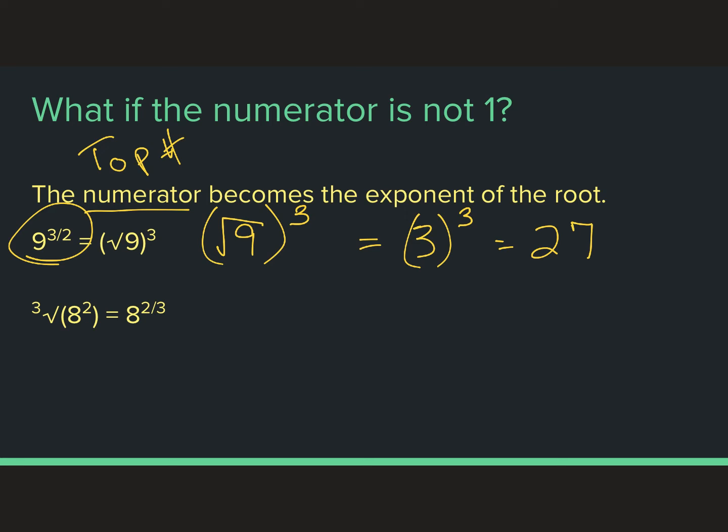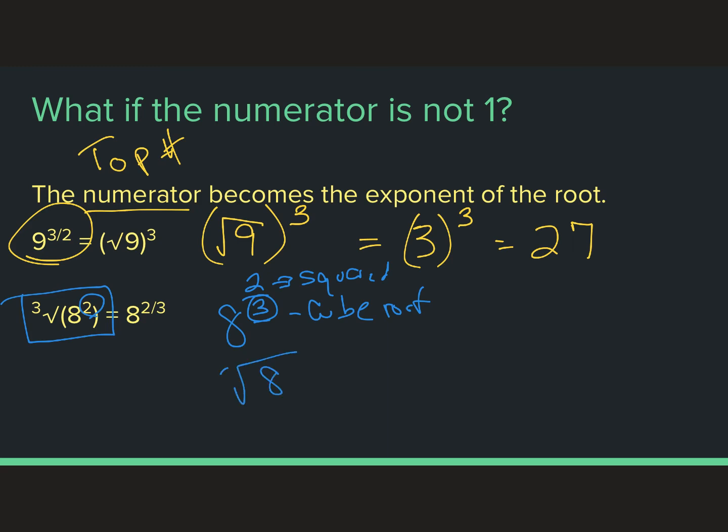Well, what about if we have here the cube root of 8 squared, which is the same thing as 8 to the 2 over 3. This tells us that it was originally squared, that's right here. And then this bottom number tells me that it is the cube root. Well, the cube root of 8 is just 2, because 2 times 2 times 2 is 8. And then if we square that, that would be 2 squared, which is just 4.